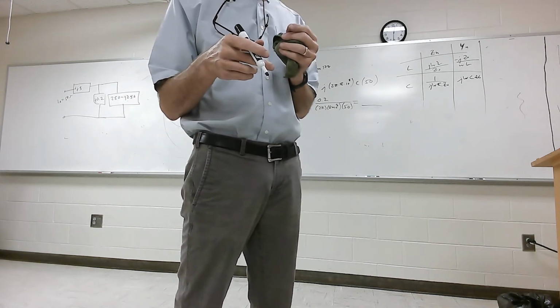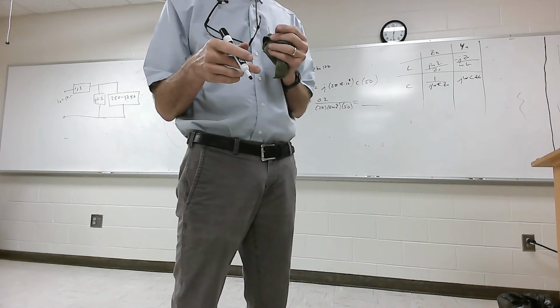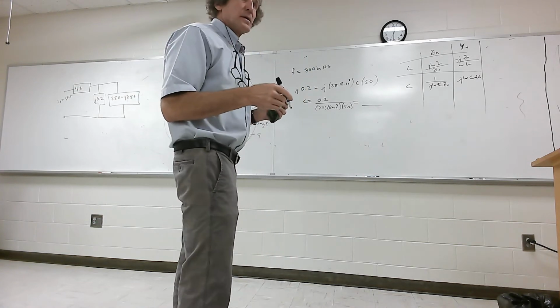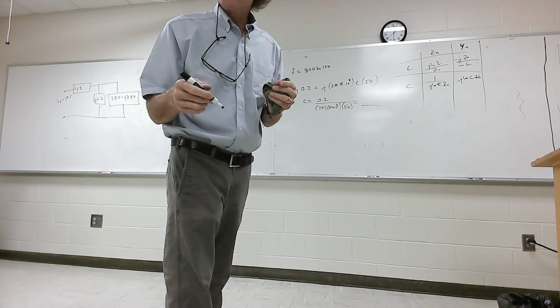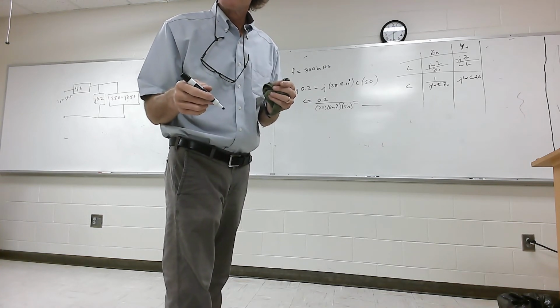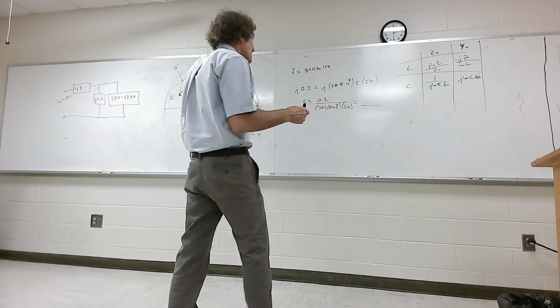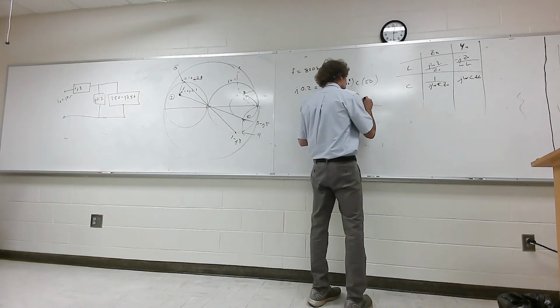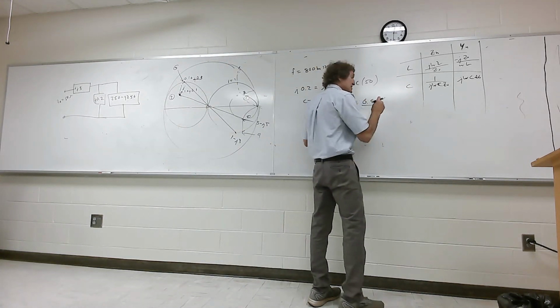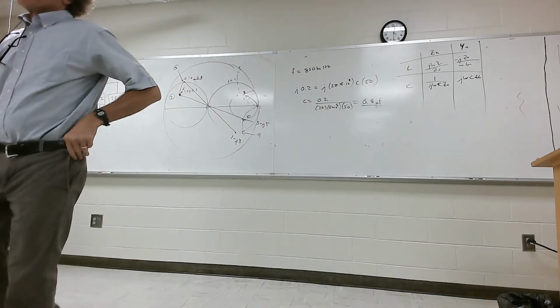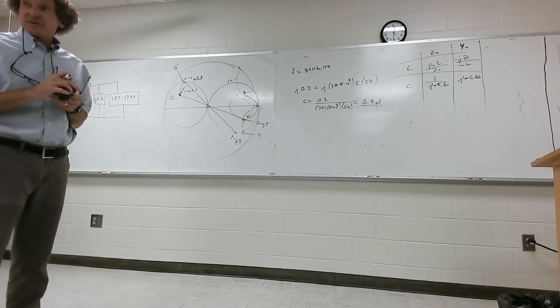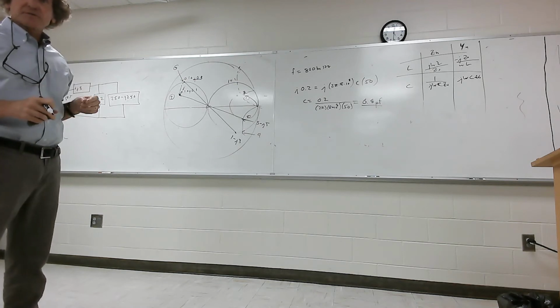What did you get? 7.9 pico, or you had 13? 0.8 picofarads. Is that right? That's what the textbook says. Yeah, 0.8 picofarad. That's very small. It's almost too small, but that's what it is. So that's the value of the capacitor, right?